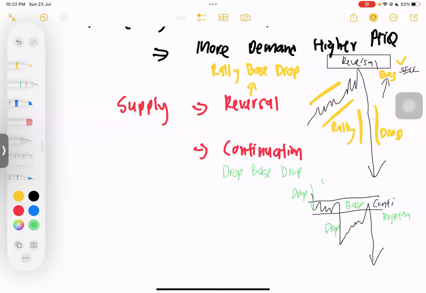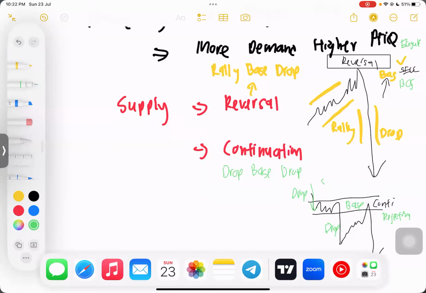Just remember first, for the drop base drop, which is any continuation, you only require rejection to enter. But for the reversal, you require at least an engulfing or break of structures to enter. These are different types. So just a simple conclusion: supply, we got two. One is reversal, rally base drop, and the second one is drop base drop. I will show you how you mark the base in the real charts right now.